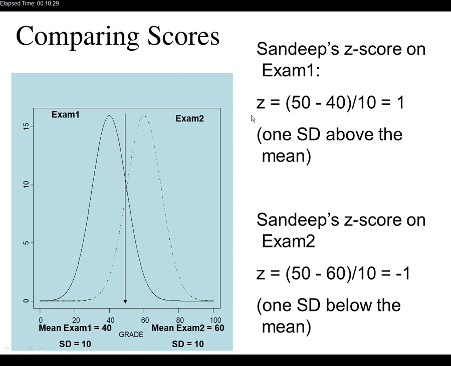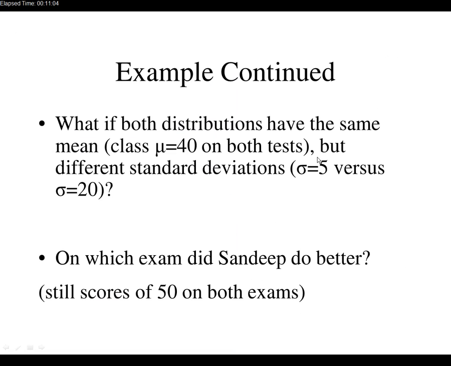Sandeep's Z-score on exam 1: Z equals 50 minus 40 divided by 10 equals 1, 1 standard deviation above the mean. His Z-score on the second exam is Z equals 50 minus 60 divided by 10 equals minus 1, and that's 1 standard deviation below the mean. So where do you want to be? 1 standard deviation above the mean or 1 standard deviation below the mean? I want to be above it. Okay, so he did better on the first one.